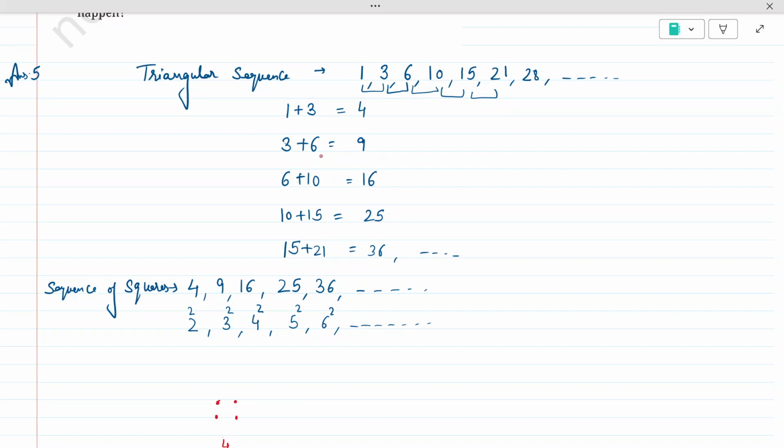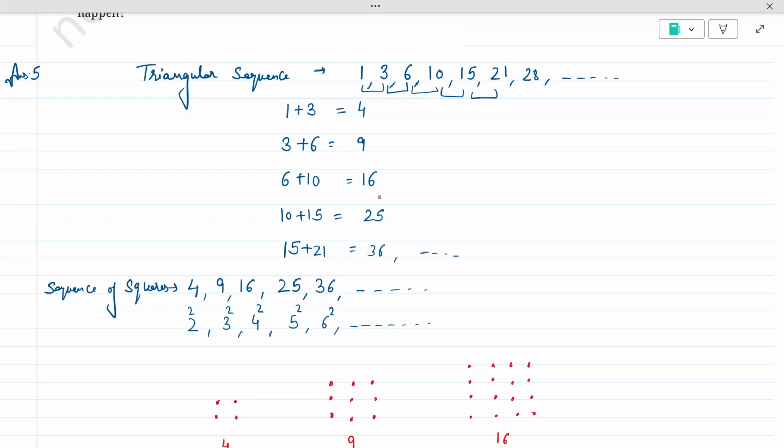Now, to 3, I have to add 6. So this is 1, 2, 3. And now I have to add 6 dots: 1, 2, 3, 4, 5, 6. This is nothing but a square of 9. Next is 6 plus 10. So this is 1, 2, 3, 4, 5, 6. Now I have to add 10 to it: 1, 2, 3, 4, 5, 6, 7, 8, 9, 10. This is 16.